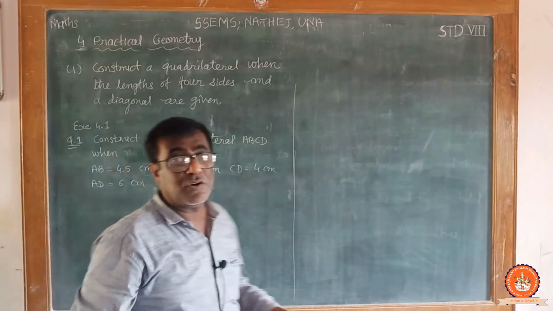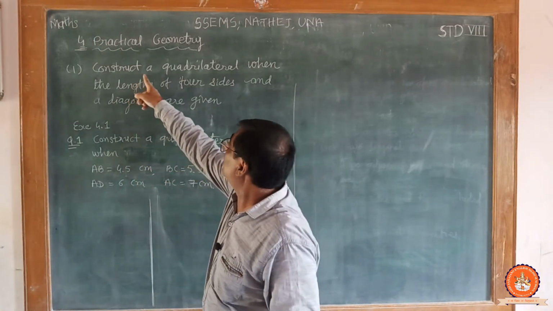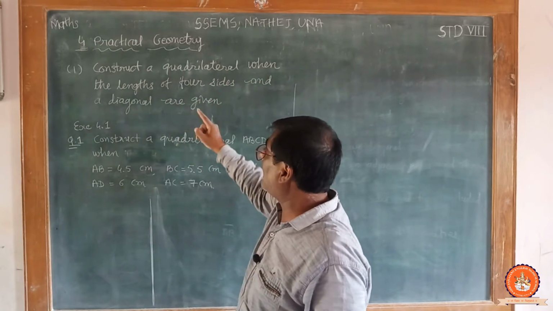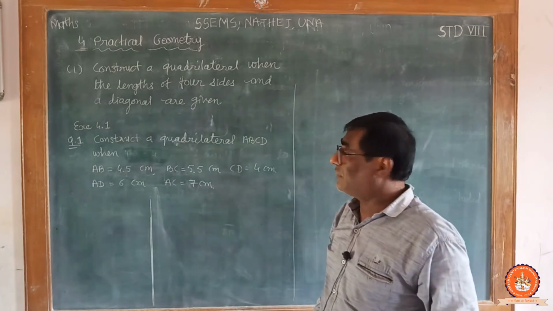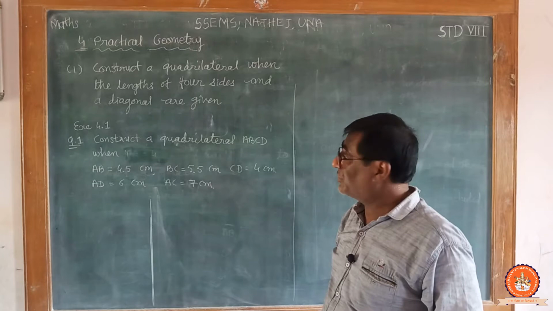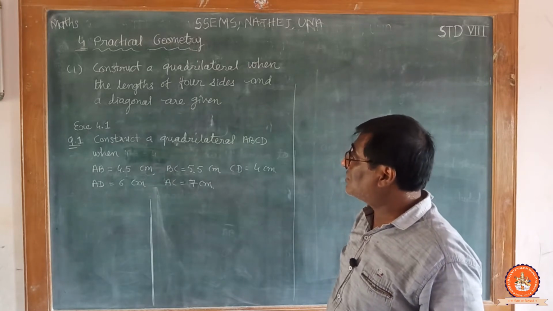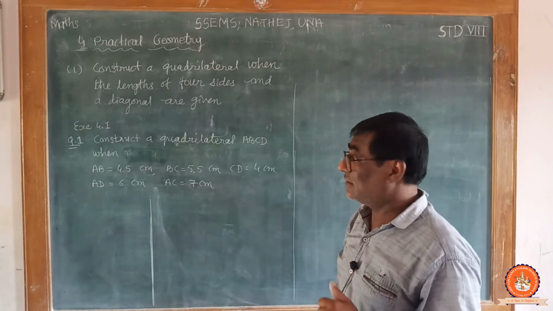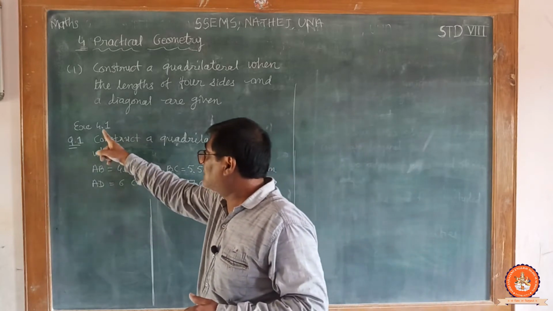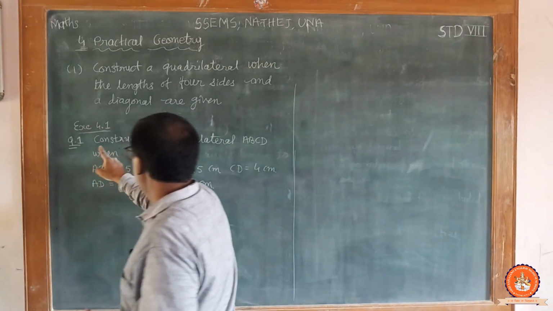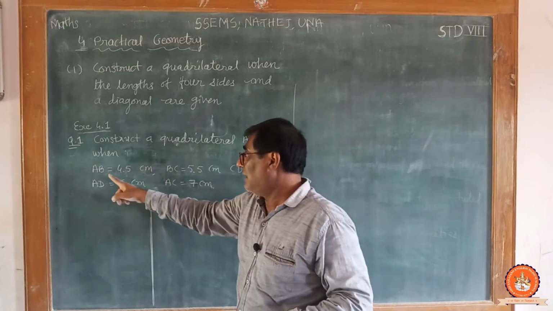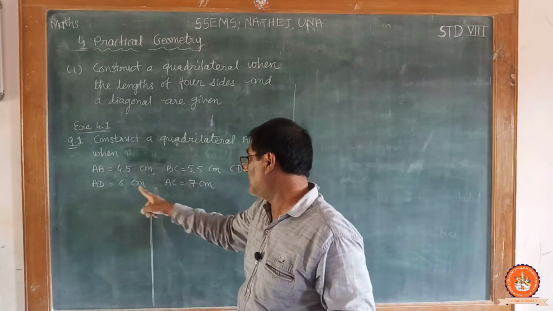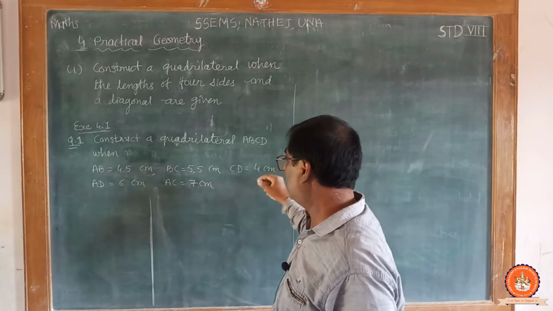Now the first type of method to construct a quadrilateral is when the lengths of 4 sides and a diagonal are given. So the first type of quadrilateral that we are going to construct is one in which the lengths of 4 sides and the length of 1 diagonal are given. So it's exercise 4.1, question number 1. Construct quadrilateral ABCD when AB is 4.5, BC is 5.5, CD is 4 cm, AD is 6 and AC is 7.